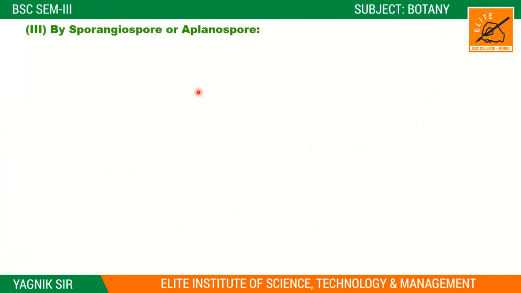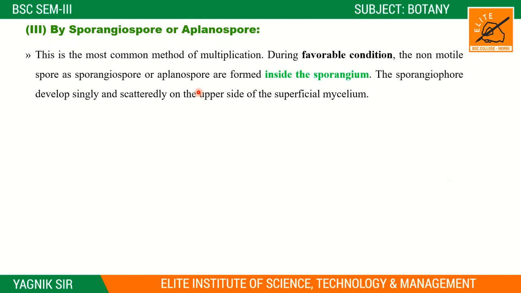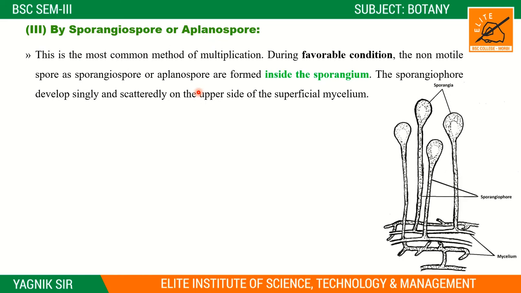Then the last mode of this type is the sporangiospore, and another name is aplanospore. You must remember this well. This question is asked repeatedly in exams. This question is very important for exams. This is the most common method of multiplication. In Mucor, what is the common method of multiplication? This method is by sporangiospore or aplanospore.